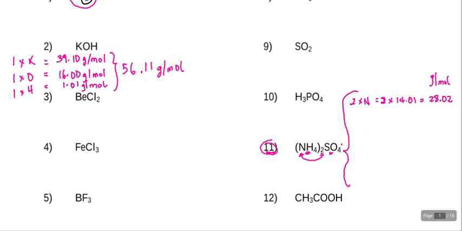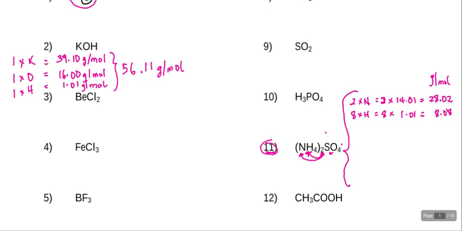The next thing I'm going to take a look at is the 2 outside, again, being multiplied by H4. So I've got H4, and I've got 2 of those. So that's going to give me a total of 2 times 4 is 8 H's. So it's going to be 8 times the molar mass of H, which is 1.01, and that's going to give me 8.08 when I multiply that. Again, grams per mole.